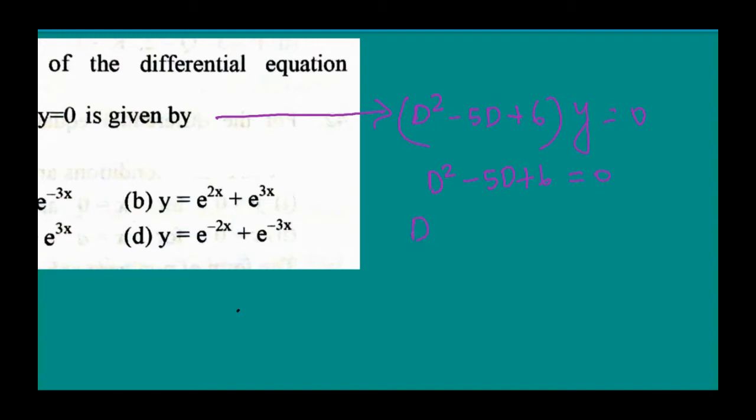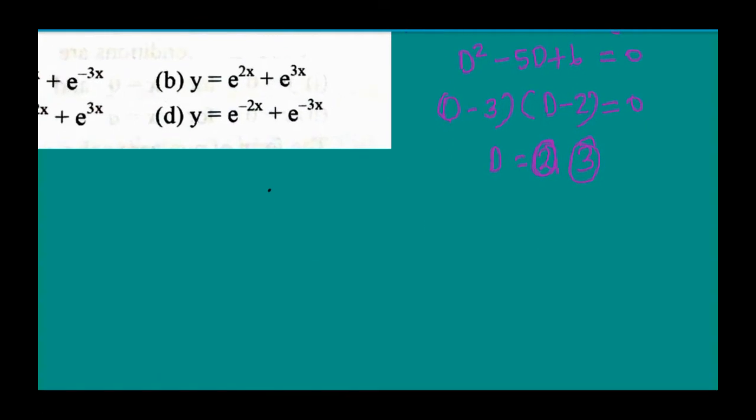And this will be D minus 3. I am writing directly (D minus 3)(D minus 2) is equal to 0, so D is equal to 2 and 3. And here the roots of the auxiliary equation are distinct and real. So what will be the solution? Y will be equal to c1, a constant, e to the power 2x plus c2 e to the power 3x. Constants can have any values.